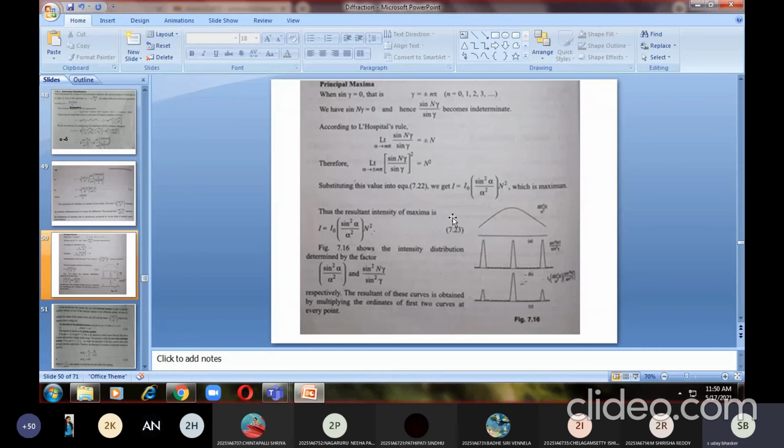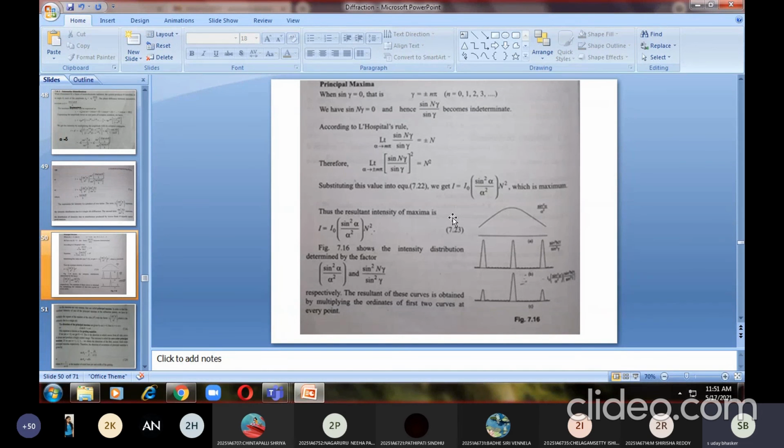When do you get principal maxima? When gamma is equal to plus or minus n pi, that is gamma is equal to 0, 1, 2, 3, 4, and so on. Under these conditions, what do we have? We have gamma equal to 0, where sin n gamma by gamma becomes indeterminate, right? But we have a mathematical bypass for this, a shortcut. That's L'Hospital's rule that you have learned in your intermediate.